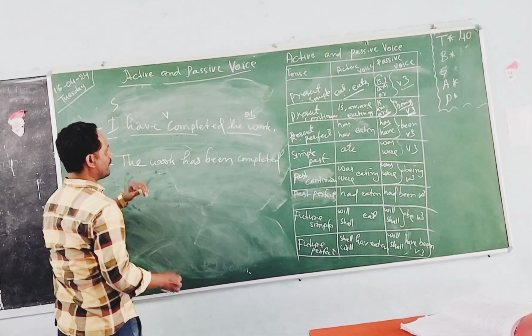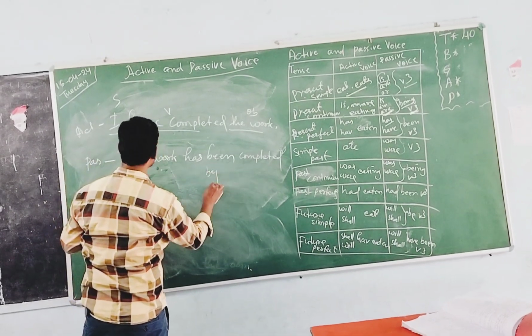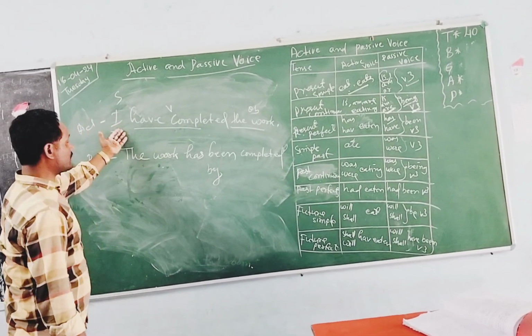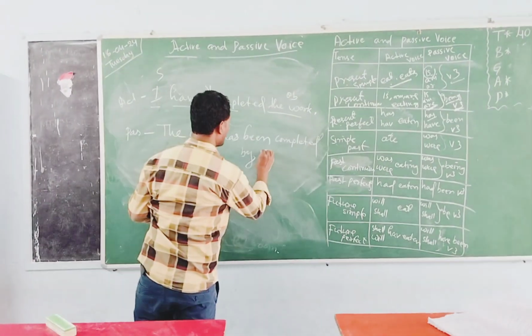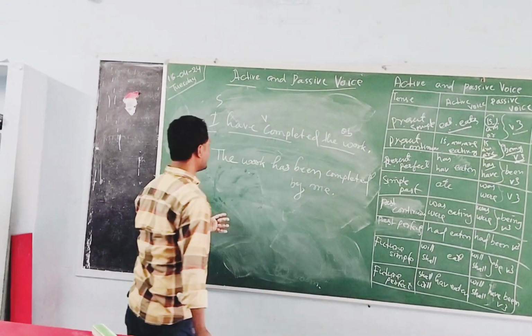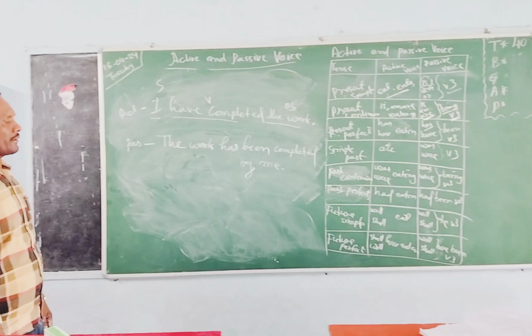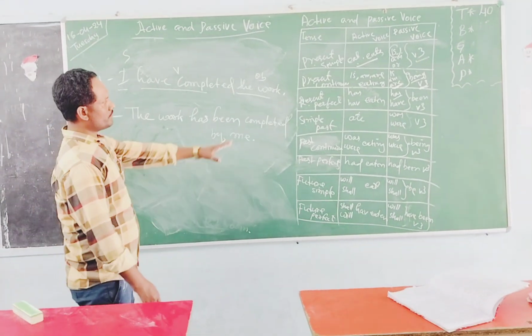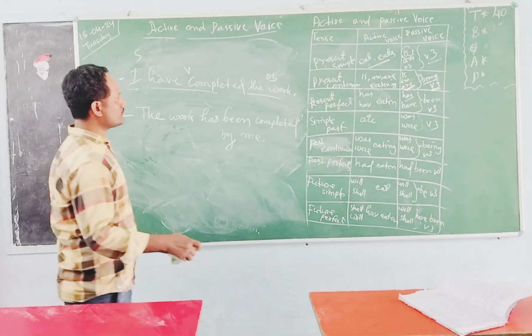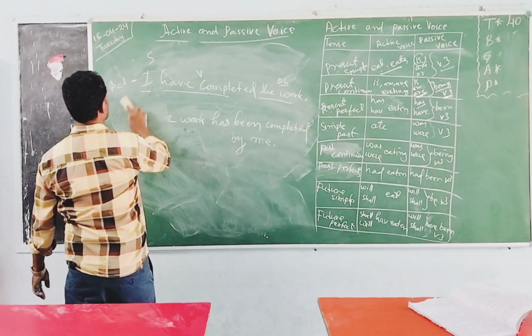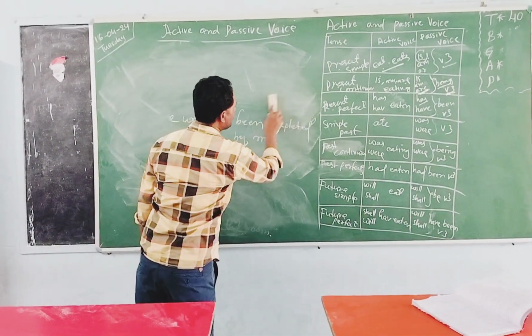Completed. Automatically, by the rules, I will change this subjective pronoun to the objective pronoun. What is it? Me. Very easy. The work has been completed by me. Very simple, based on the table. Let me start with this completed.